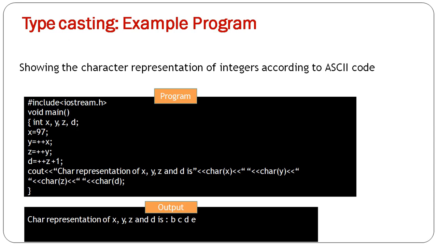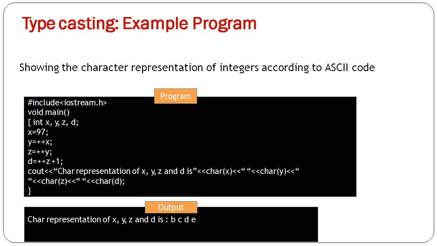One more example of typecasting. Here we have x, y, z and d. The value of x is 97. Now when you perform y equal to ++x, it will become 98. Then z equal to ++y. The value of y is already 98, so now the value of z will be 99.